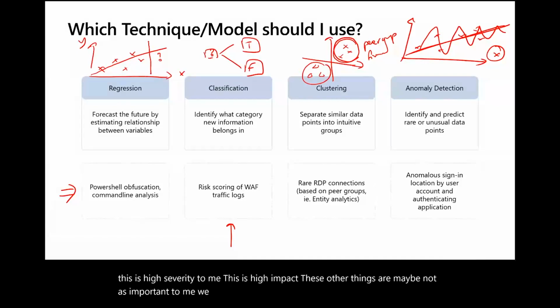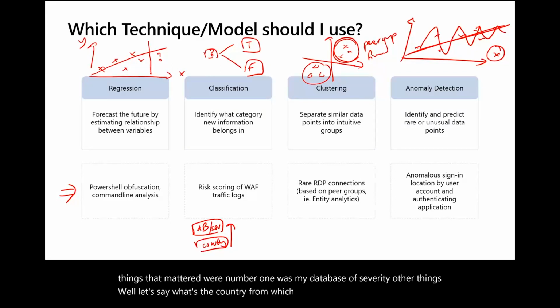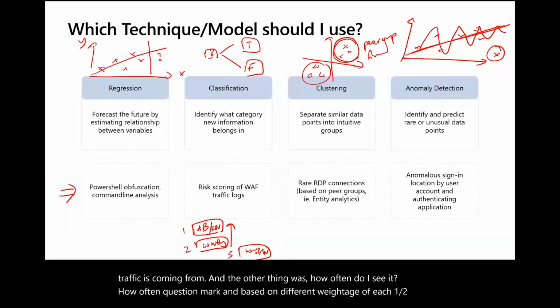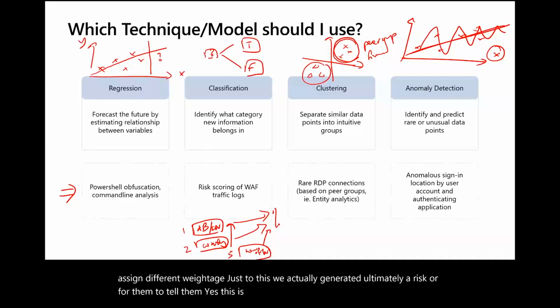We added in some other factors as well. So that's where something like feature engineering would come into play. To them, the few things that mattered were, number one, what's my database of severity? Other things were, let's say, what's the country from which this IP or this traffic is coming from? And the other thing was, how often do I see it? How often, question mark. And based on a different weightage of each, 1, 2, 3, we assign different weightage to this. We actually generated, ultimately, a risk score for them to tell them, yes, this is good, we deem it to be a false positive, or this is bad, we deem it to be a true positive, for example.